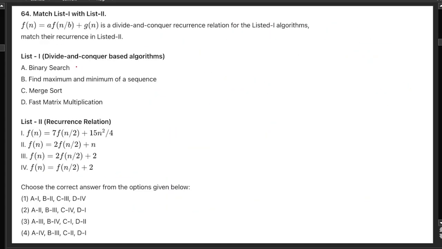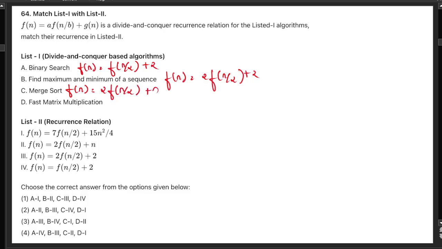So here binary search, as we have found out, will be f(n) = f(n/2) plus constant. Find maximum and minimum of a sequence will be f(n) = 2 f(n/2) plus constant. After that, merge sort, don't get confused, because this is 2 and there will be n, so merge sort will be 2 f(n/2) plus n. And fast matrix multiplication will be f(n) = 7 f(n/2) plus 15 n square by 4.